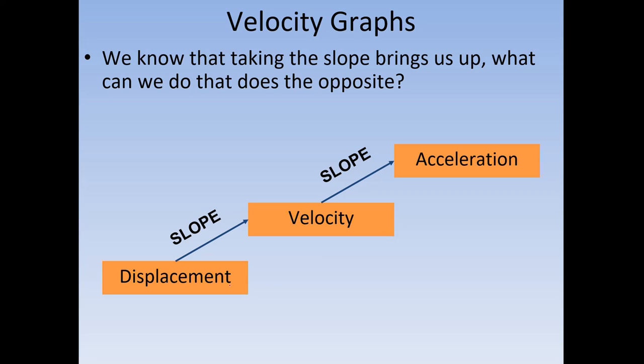Now, those who take calculus or possibly pre-calculus may know what the opposite of slope is, but for those who don't know, the opposite is called the area. So this is where you take the graph, you turn it into a shape, and then you take the area underneath it in order to find the thing below it, to go backwards.